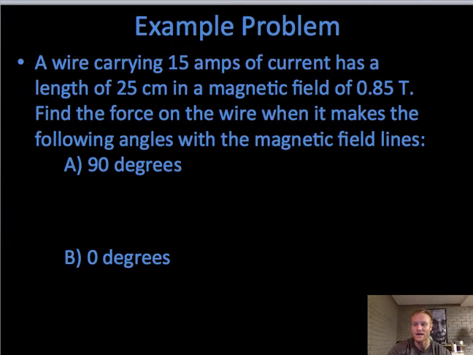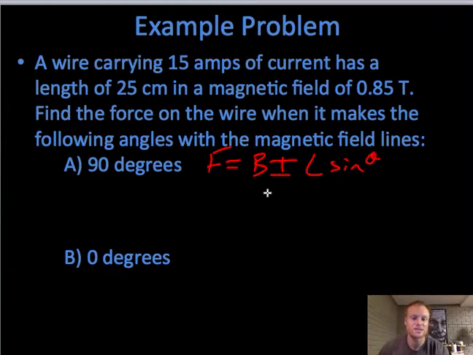This would be totally fair game to get, say, on homework or a test or what have you. A wire carrying 15 amps of current has a length of 25 centimeters and a magnetic field of 0.85 T. T stands for Tesla. Find the force on the wire when it makes the following angles with the magnetic field. Okay, so I have two scenarios. One when it's 90 degrees and one when it's 0 degrees. Our equation that we're going to use is F equals, I just remember Bill, times the sine of theta. Bill sine theta. So let's just plug in things we know.